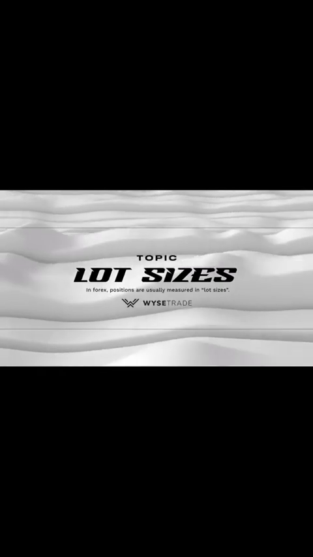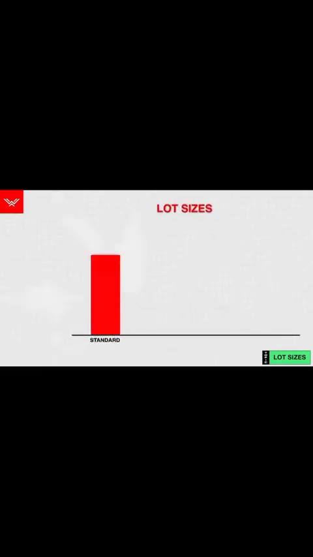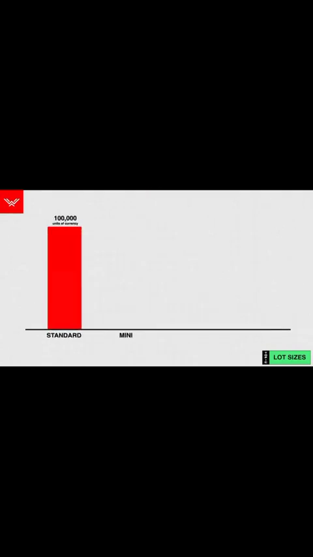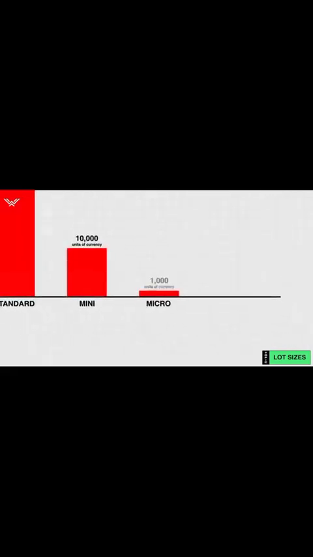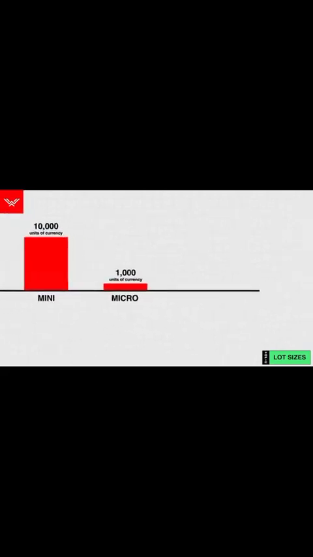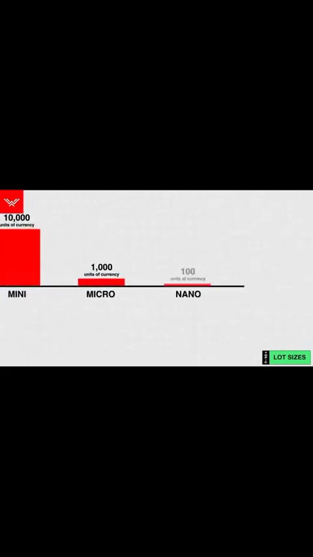Lot sizes. In Forex, positions are usually measured in lot sizes. A standard lot represents 100,000 units of the base currency. A mini lot is 1/10 the size of a standard lot and represents 10,000 units of the base currency. A micro lot is 1,000 units of the base currency. And a nano lot is 100 units of the base currency.